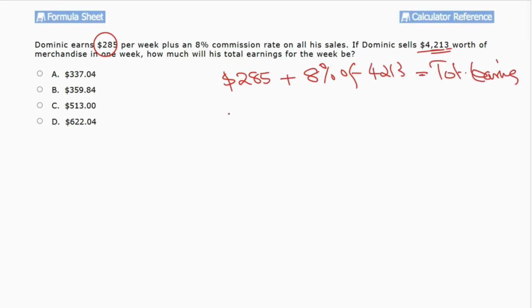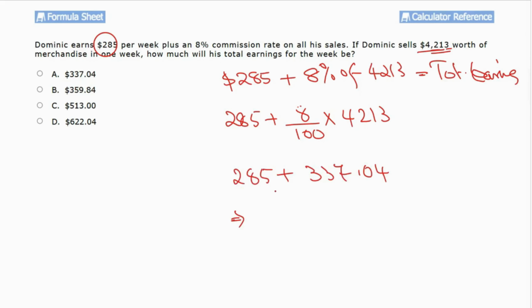So let's calculate that one. 285 plus 8% is going to be 8 by 100 times 4,213. So you can see here, 285 plus this amount is going to be 337.04, and when you add that one you are going to get $622.04. So that means D is the answer here.